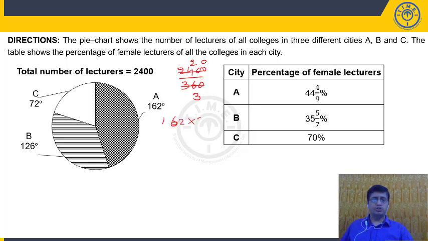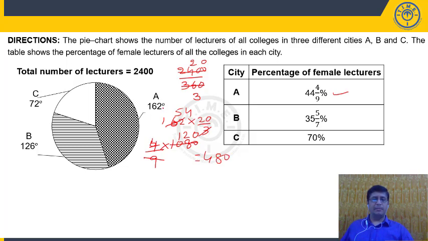162 into 20 by 3 goes exactly 54 times. The result is 1080, which is the total number of lecturers. In that, female are 44 4 by 9%, it is 4 by 9. So how many times does 9 go exactly? It is 12 times, means 120, results in 480.